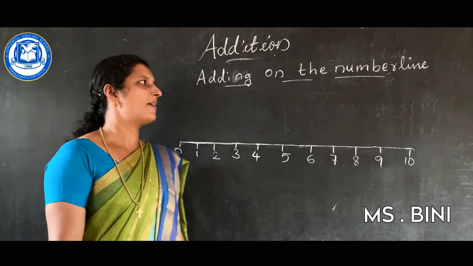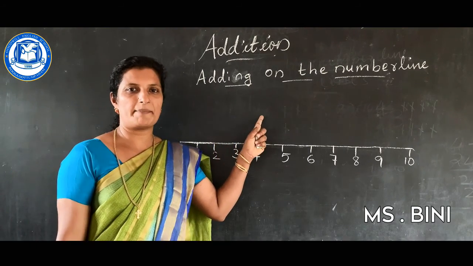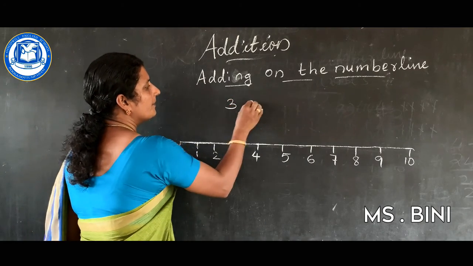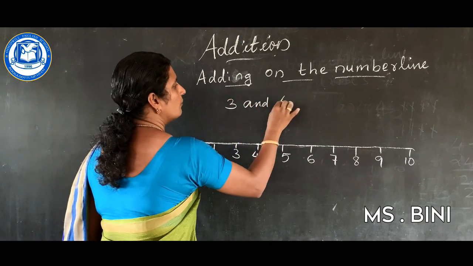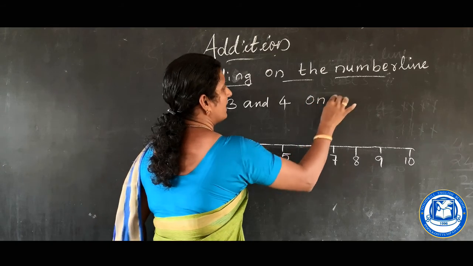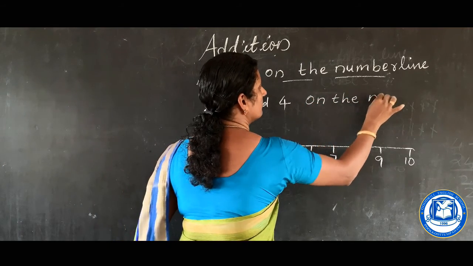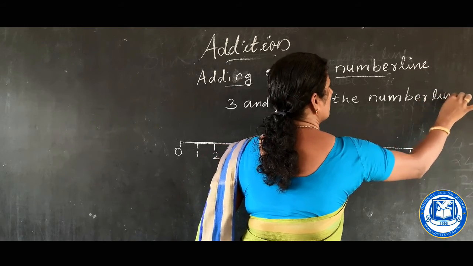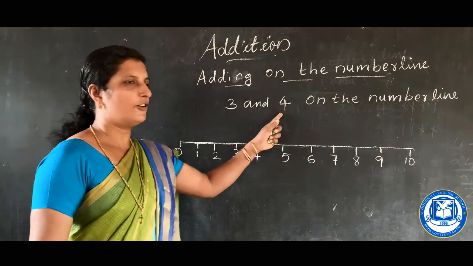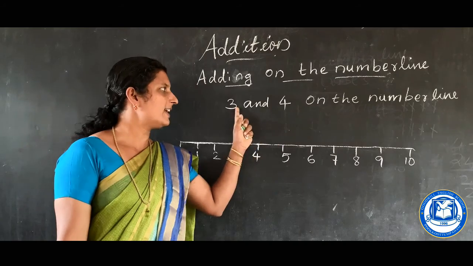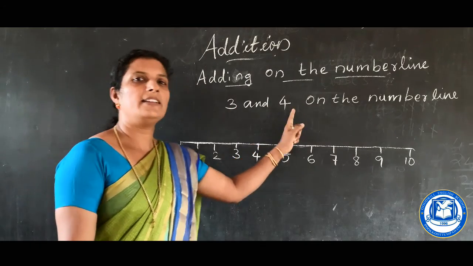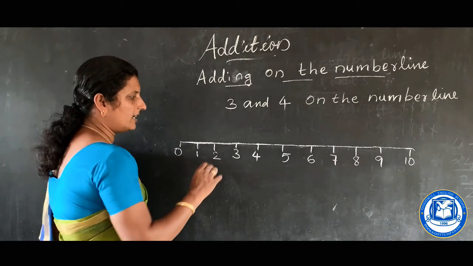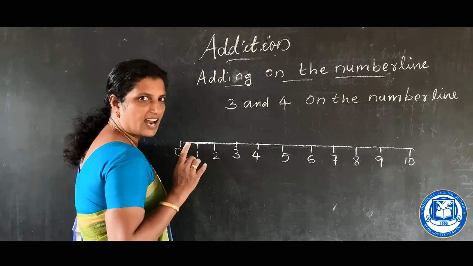Okay, children, now we have to do adding all the numbers. For example, we can take 3 and 4 on the number line. This is the question: 3 and 4. Then first we have to reach 3. 3 is the starting point.